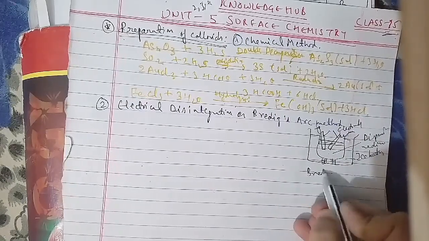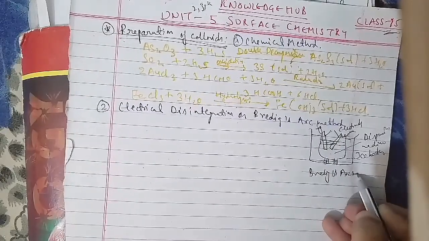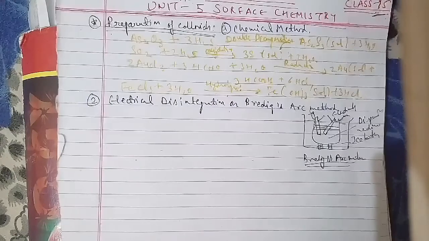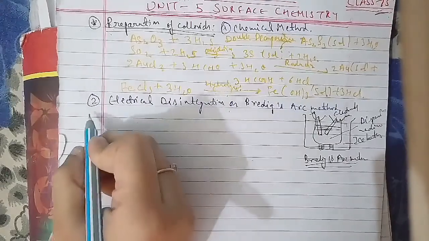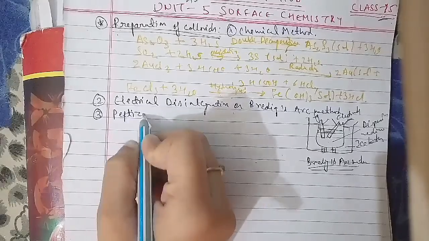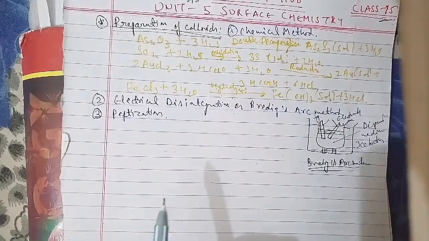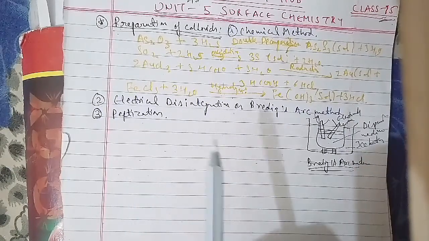In that same case, peptization may be defined as the process of converting a precipitate into a colloidal sol by shaking it with the dispersion medium in the presence of a small amount of electrolyte. The electrolyte used for this purpose is called the peptizing agent, and this method is generally applied to convert freshly prepared precipitate into colloidal sols.